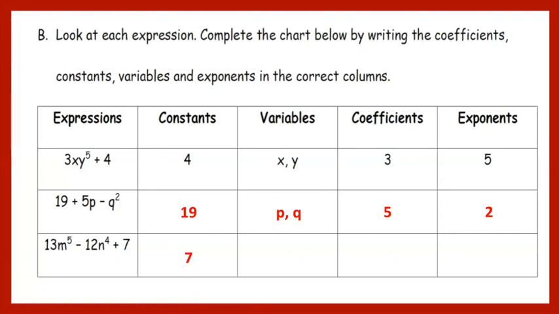And next we have the variables. What are the variables? Our variables we know are the letters. So what are our letters? We have M and N. Next we're going to go to the coefficient. We know that the coefficients are the numbers in front of the letters. How many coefficients are there in this one? If you said 2, you are correct, and they are 13 and 12. And for the exponents, we have 2 exponents. What are they? They are 5 and 4. If you got them all or most correct, give yourself a clap. Excellent job, and let's continue going forward.